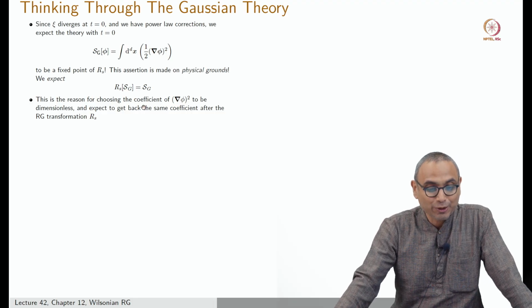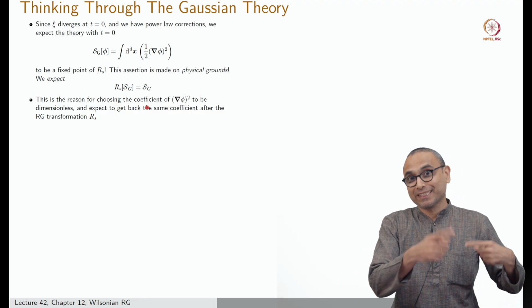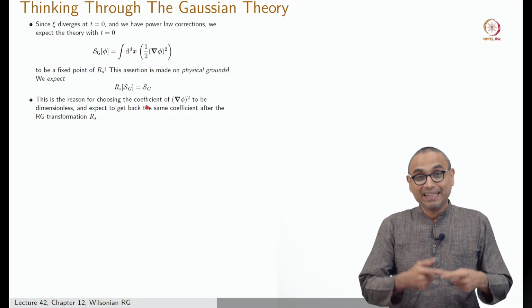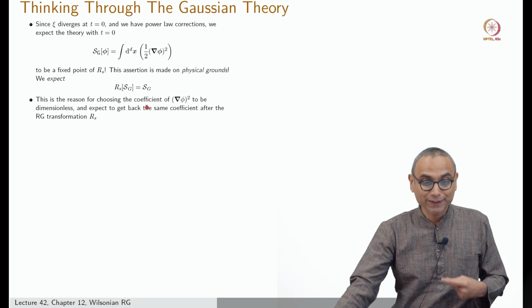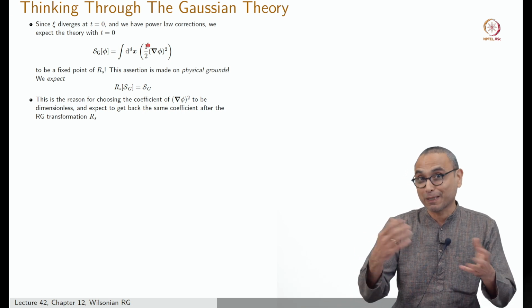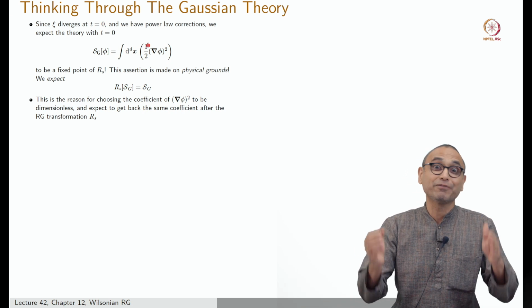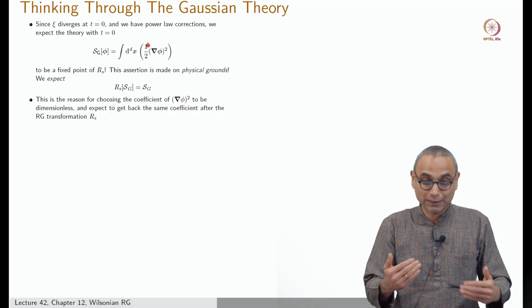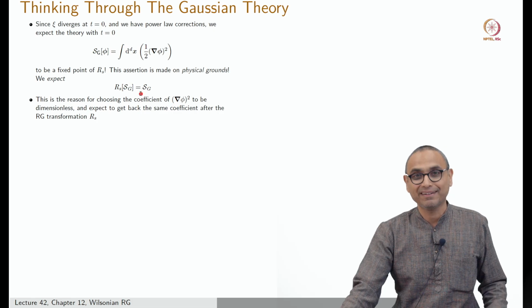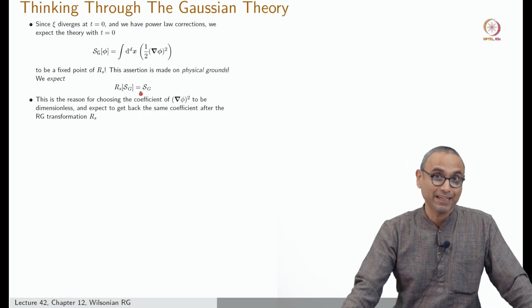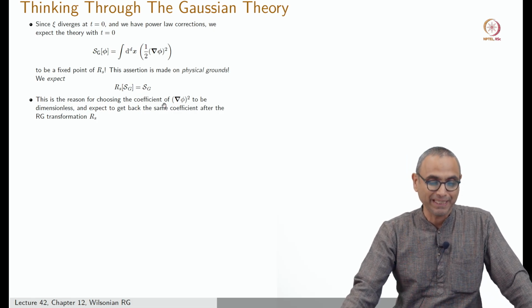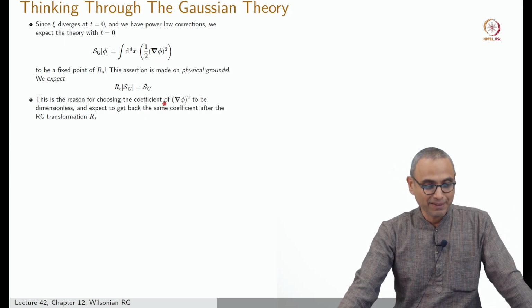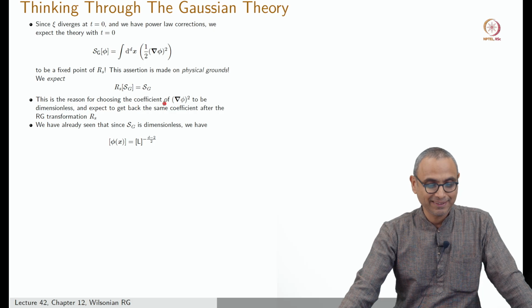Okay? So the idea is that if we go through this RS process that I described a couple of slides back, then this coefficient 1 is supposed to flow to some other value which is S dependent, but we will not want it to flow because we want to get back the same theory. That is what the fixed point of RS, being S g equal to g, means. So we expect to get back the same coefficient.